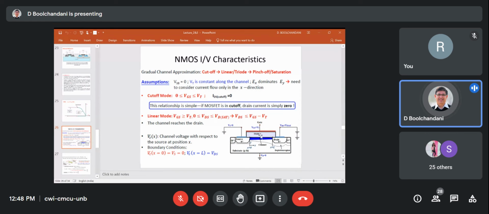When VGS is less than the threshold voltage, the MOSFET is in cutoff and no drain to source current is going to flow. So when VGS is less than VT, the MOSFET is in cutoff, and the drain current is simply 0. Linear mode is when VGS is greater than VT but VDS is less than VGS minus VT. The channel is going to reach the drain region.